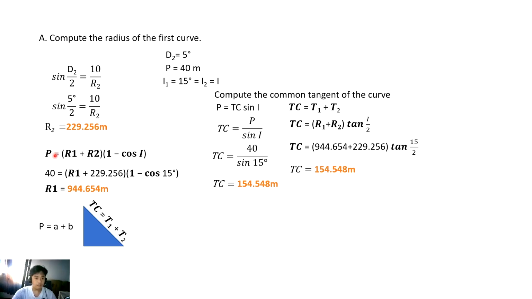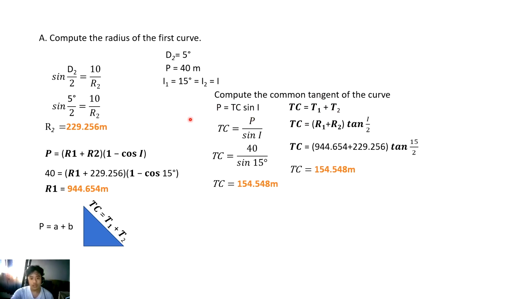Then, para naman sa P, we're going to use R1 plus R2 times 1 minus cosine I. So, ang P ay alam naman natin na ito ay 40. Then, R2 is 229.256. Multiply sa 1 minus cosine 15 degree. And we'll get R1, which is 944.654.